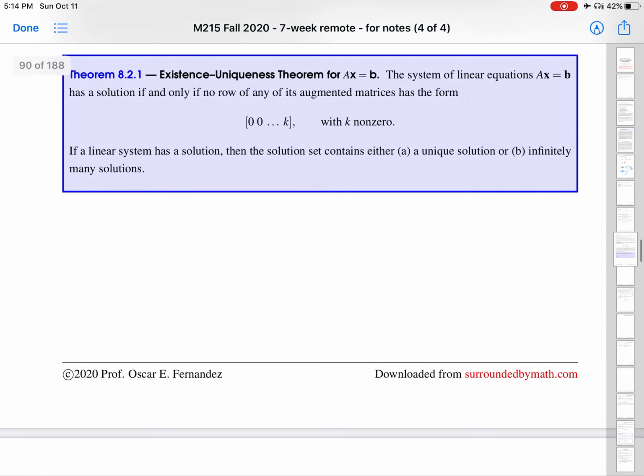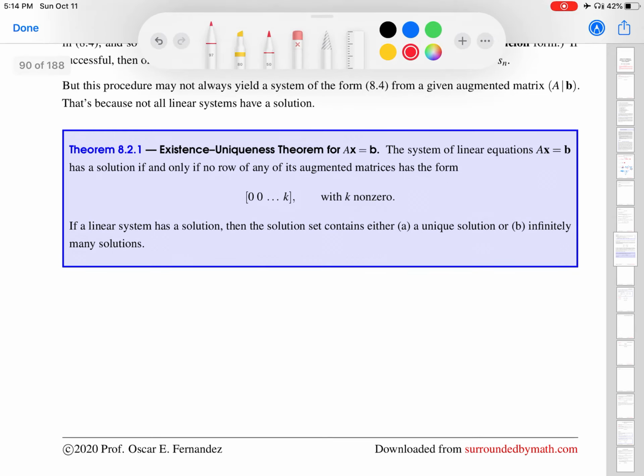And I'm going to scroll back up to just remind you of how that relates to our theorem, right? This theorem up here. So the system of linear equations has a solution if and only if no row of any of its augmented matrices has the form blah with k non-zero, right? So the rightmost number in the augmented matrix setup is the right-hand side, the b vector, or whatever you've reduced it to through row operations. So we've gotten to exactly the points that this theorem is addressing, right? If no row looks like this, then the system has a solution.